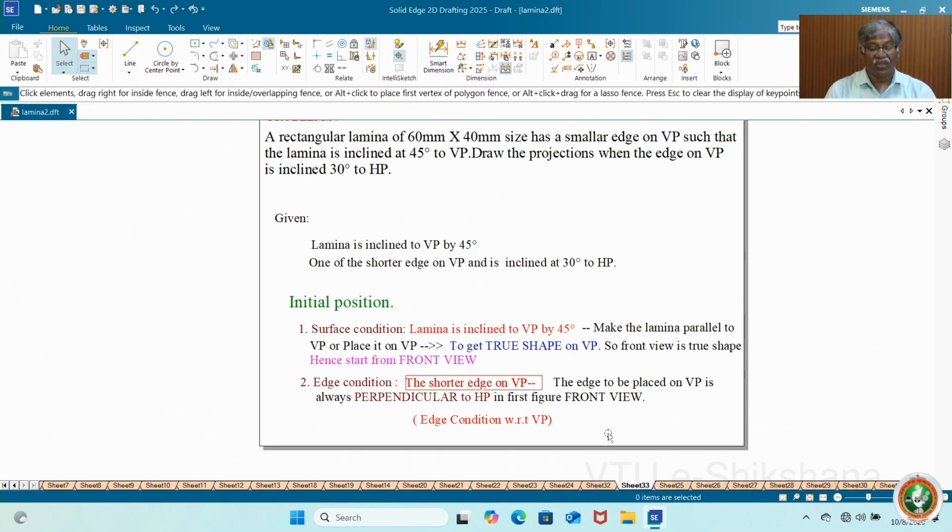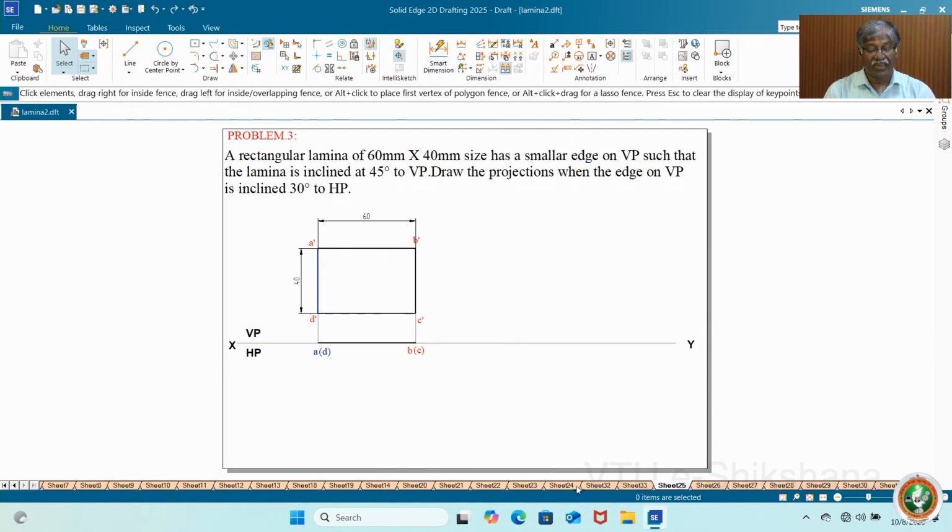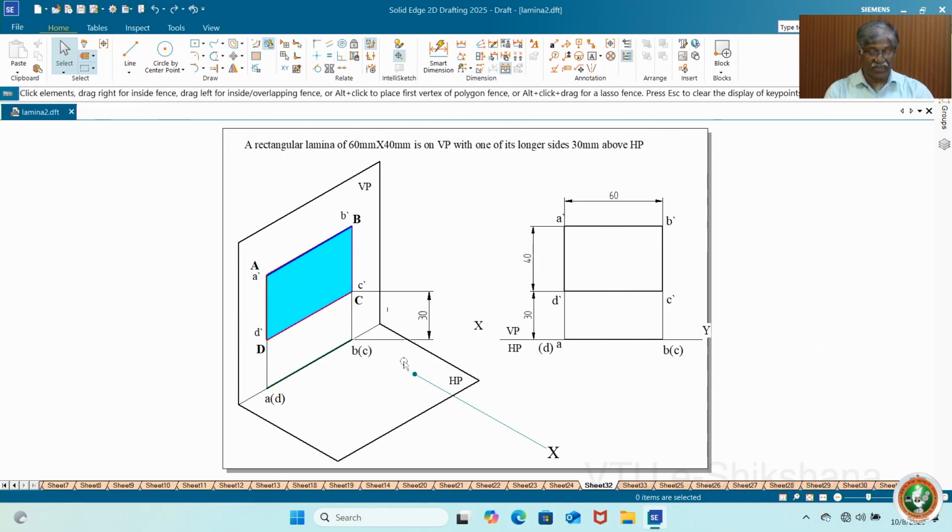Now before going to the actual problem, let me take this figure. It's very easy to understand. A rectangular lamina of 60 mm by 40 mm is on VP with one of its longer sides 30 mm above HP.